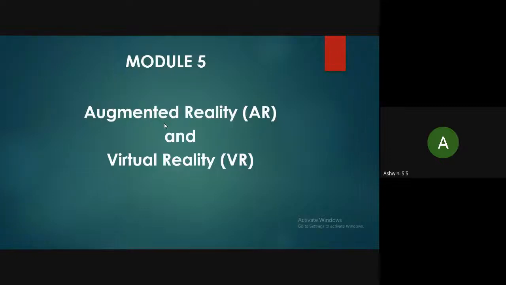So we'll start with module 5. Module 5 is augmented reality and virtual reality. We will see the definition of augmented reality and virtual reality. We will also see the architecture of augmented reality, the features and the applications of augmented reality. Other than augmented reality and virtual reality, you have a third type which we call mixed reality. Mixed reality is the combination of both augmented reality and virtual reality.